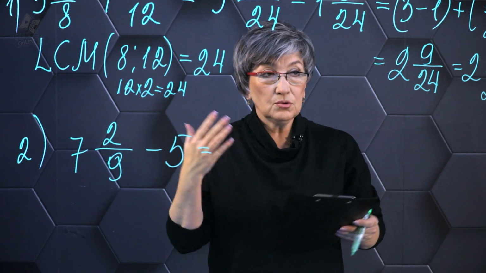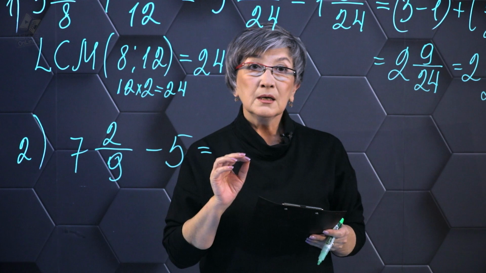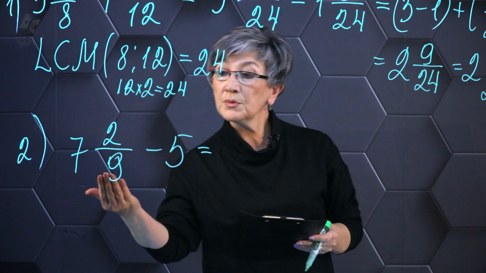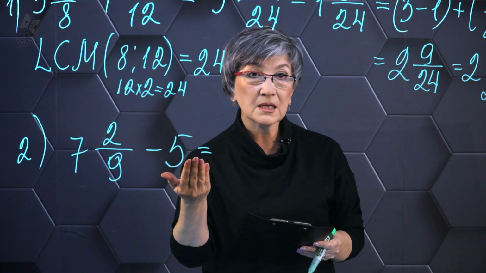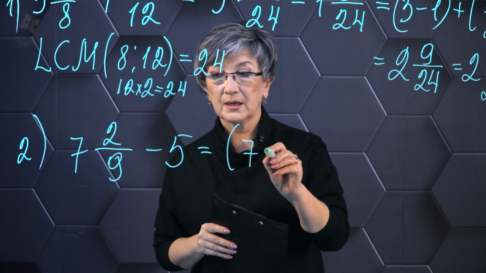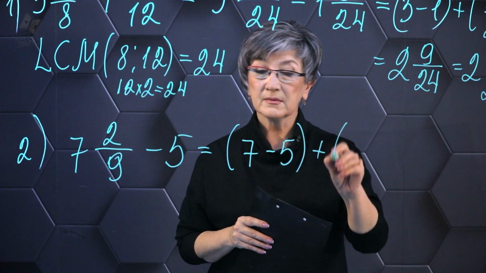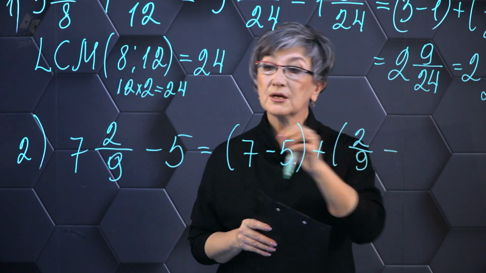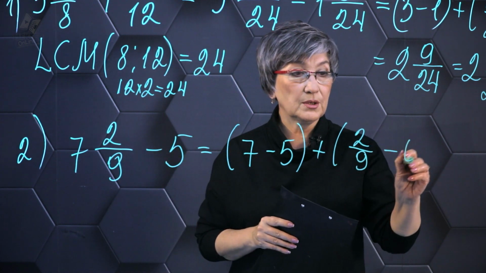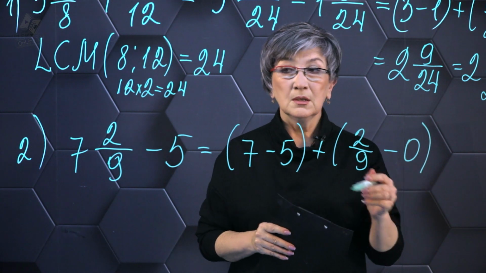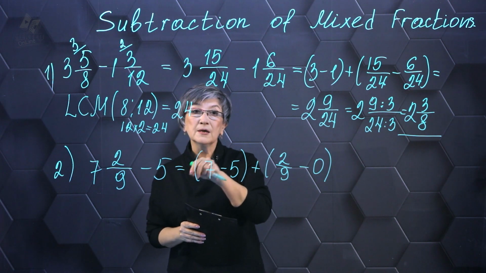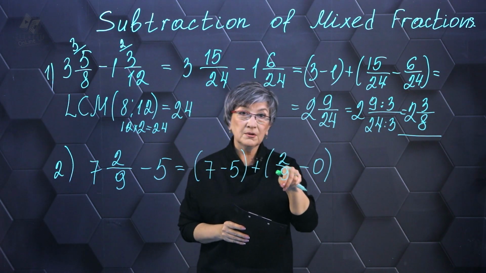So what if there is no fractional part? We need to talk about having the same common denominator. But I have a denominator here, and I don't have a denominator here. I don't have a fractional part here. So what do I do? I subtract 5 from 7 and plus 2/9. I have to subtract the fractional part, but there is no fractional part. So I write 0. So when you don't have the fractional part in the number we are subtracting, then we write 0.